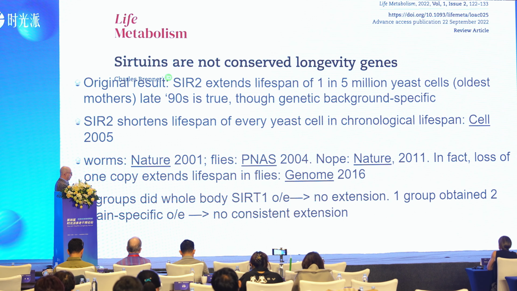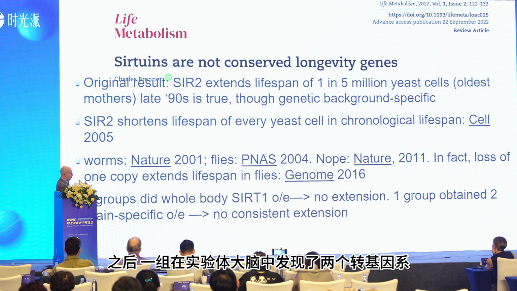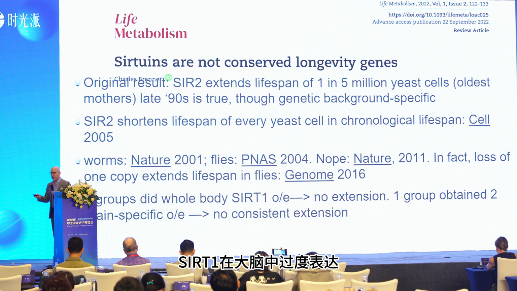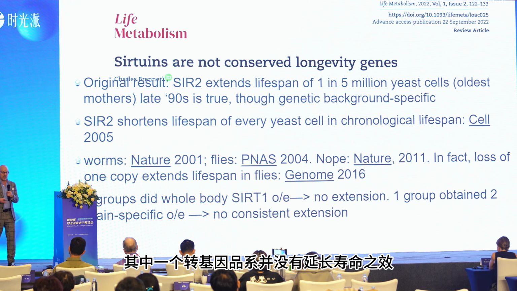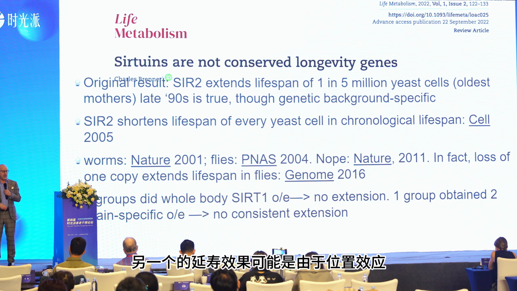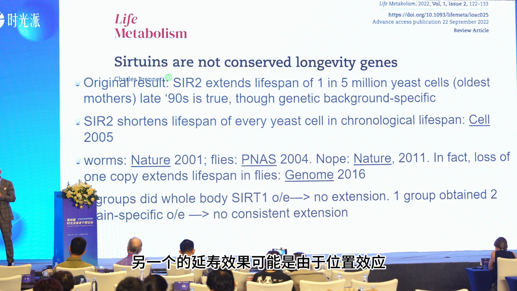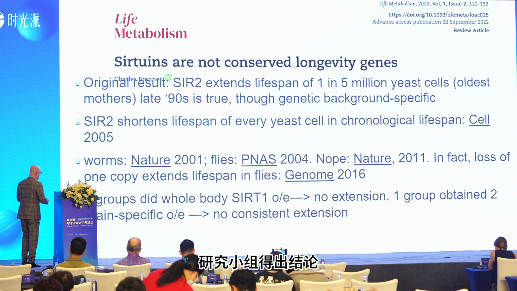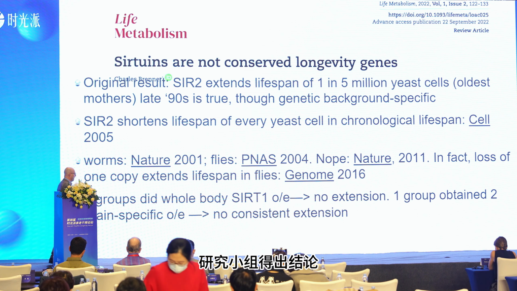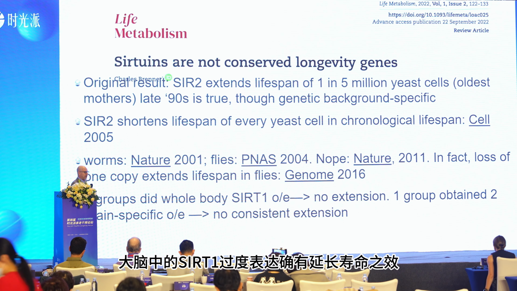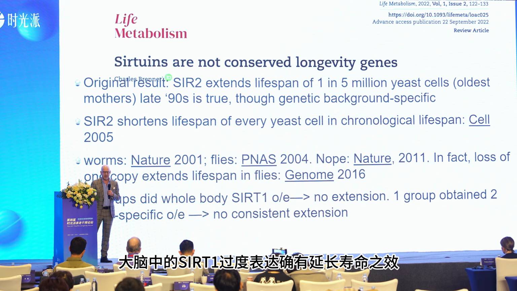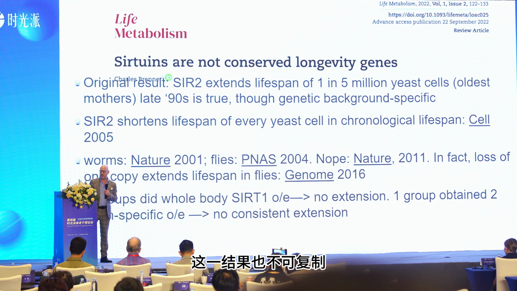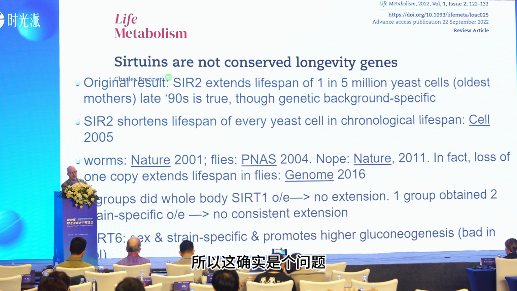and then one group obtained 2 transgenic lines with SIRT1 overexpressed in the brain. One of those transgenic lines did not extend lifespan. The other one seemed to, presumably due to a position effect, but amazingly, the group was able to conclude that SIRT1 overexpression in the brain does extend lifespan, even though in their own hands it was not a reproducible result. So this is really, really a problem.